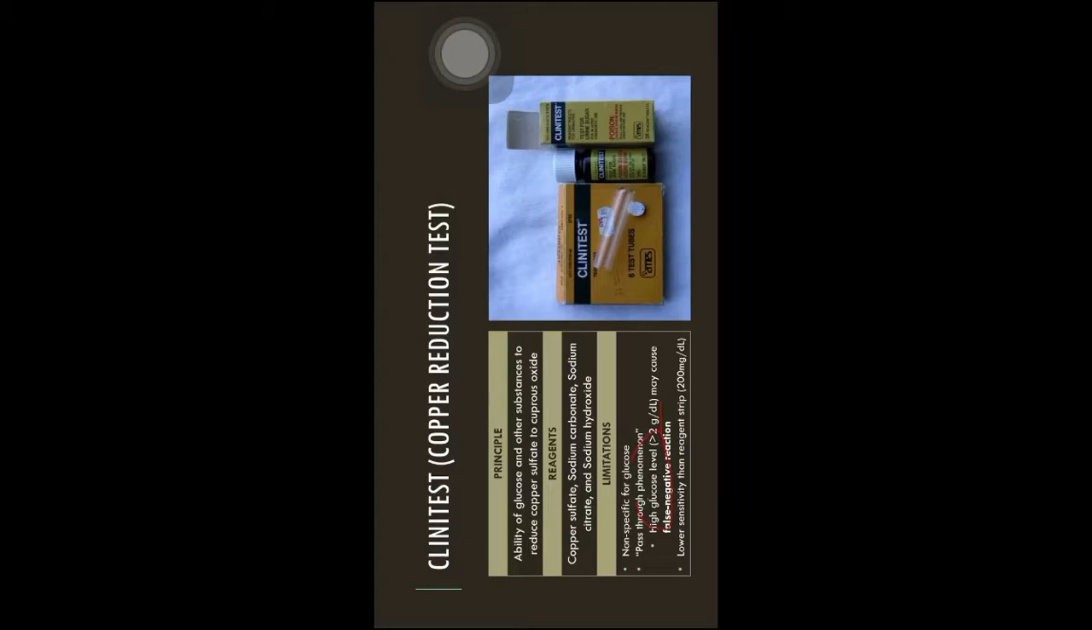Aside from that, another limitation of the Clinitest is that its sensitivity is lower compared with the reagent strip. It only becomes positive if the glucose reaches 200 mg per deciliter. So when you compare the two, the glucose oxidase strip is more specific to glucose and more sensitive.